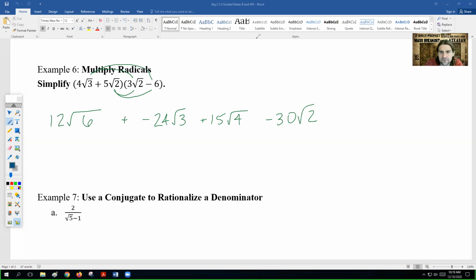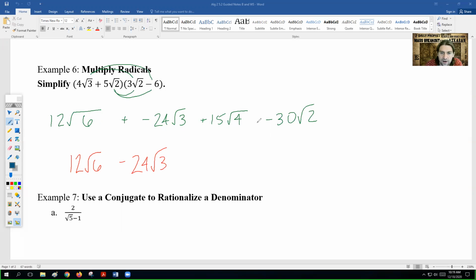All right, we would see if any of these can combine, which none of them do. We got a 6, a 3, a 4, and a 2. So the last thing we want to do is see if we can break any of these down. 12 radical 6 does not break down. That's just 12 radical 6. I mean, 6 is 2 times 3, but nothing breaks out. Minus 24 radical 3. Can't combine those.